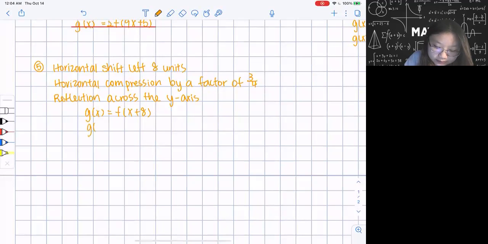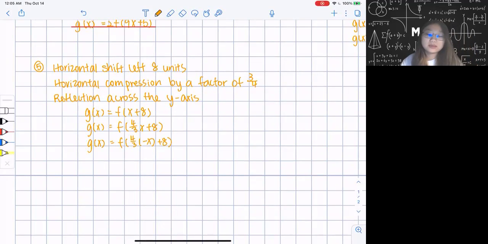And then g of x is equal to f of 4/3 x plus 8, next to your x, not next to your x plus 8, next to your x. So lastly, reflection across the y-axis. So g of x equal to, I'm going to write this really detailed, but later when we're doing it faster, you don't need to write this. So it's going to be f of 4/3 negative x plus 8.